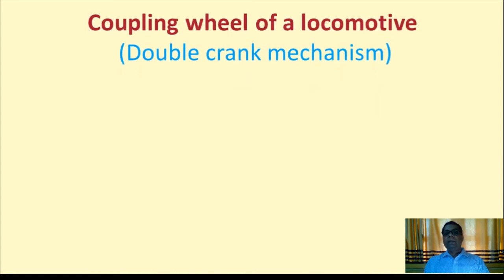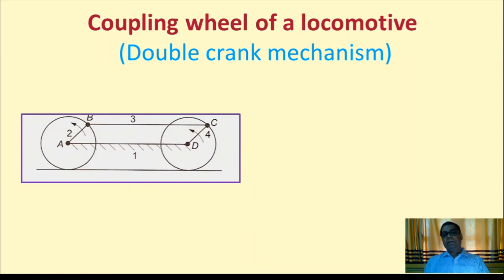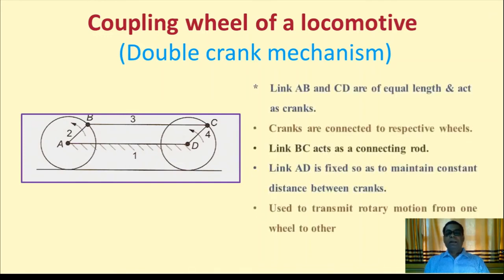The coupling wheel of a locomotive or double crank mechanism: probably some of you have seen it, though I am not very sure about all of you, because nowadays you can only see steam engines or locomotives in old movies or similar things. So there are 2 coupling rods, and they are connected.